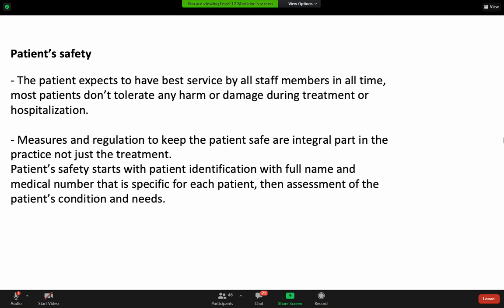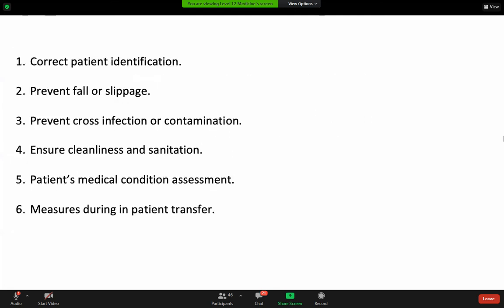Patient safety is another important topic as well. Patient safety in the hospital is very important. The patient is expected to have the best service from all staff members at all times. So measures and regulations to keep the patient safe are an integral part of the practice, not just the treatment. Of course, that's why you see many hospitals get into the topic of quality. There are many things related to patient safety, including correct patient identification, preventing falls or slippage of the patient, preventing cross-infection or contamination, ensuring cleanliness and sanitation of all the materials around the patient, and medical condition assessment as well.